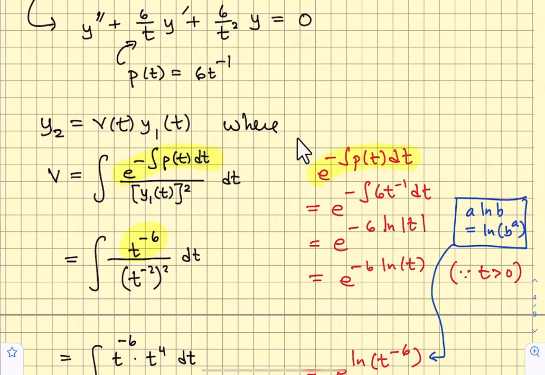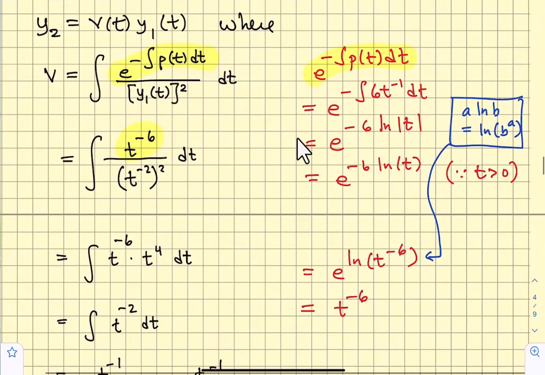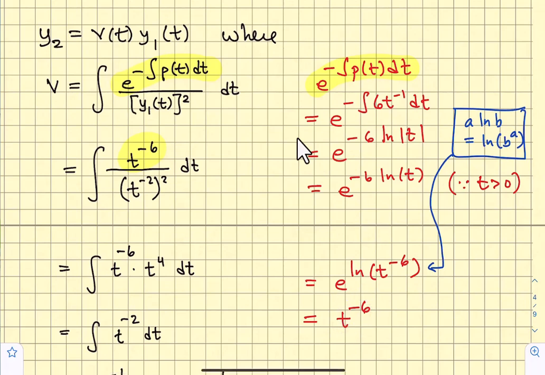Now we'll use our little property of logs. This is algebra, not calculus. We'll use our little property of logs to rewrite this as this. And the reason that that's beneficial is now the e and the ln can cancel each other, and you're just left with a t to the minus 6. So notice that this is just the numerator in this longer formula for v. So we will replace the yellow with this t to the minus 6 highlighted in yellow.